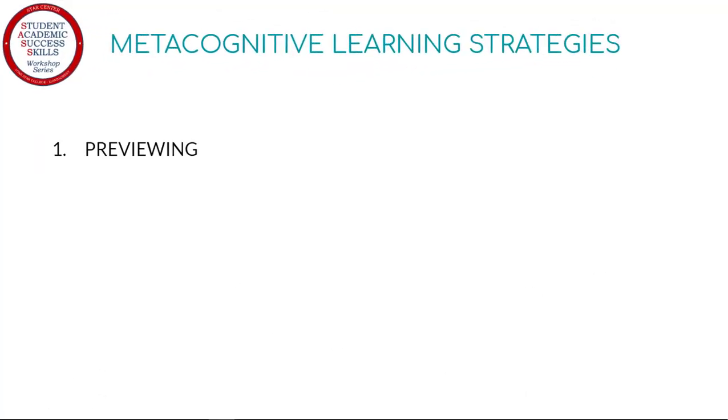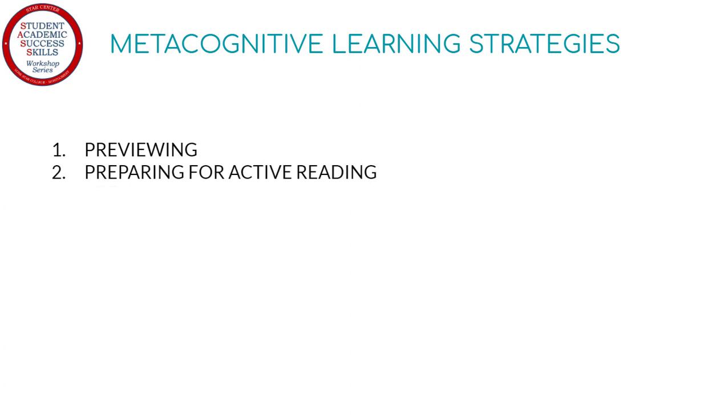First up on our top 10 learning strategies list, if you will, is previewing, which we've already talked at length about in our previous video. Number 2, preparing for active reading. This is where you can create questions for yourself to answer while you read. If you see sections with subheadings, try to learn the connections between all the subheading topics and how they relate to the main section heading.